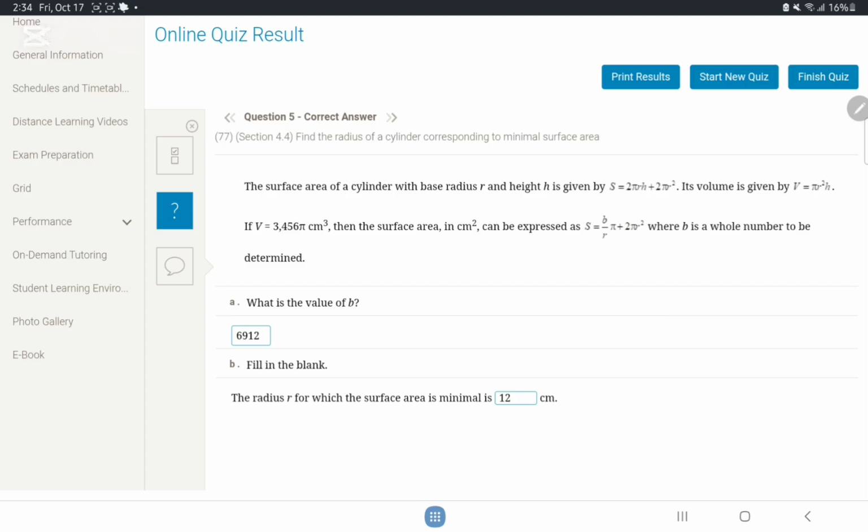For this question, they want the value of b in this case with this surface area. What can you notice that's different between this surface area rule and this one? You have the radius here, you have pi here, everything is the same except for the height. The height is not included. They gave us volume, and we know the rule of the volume of the cylinder. So what we can do is find h in terms of r and substitute it in this equation to get this one.